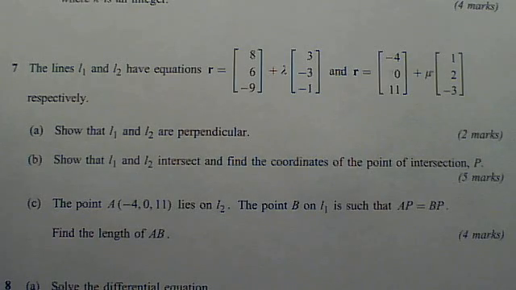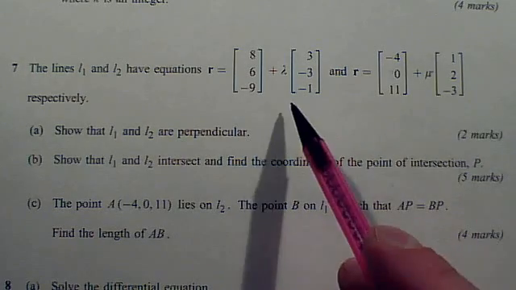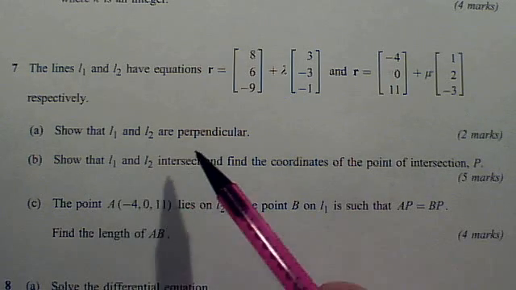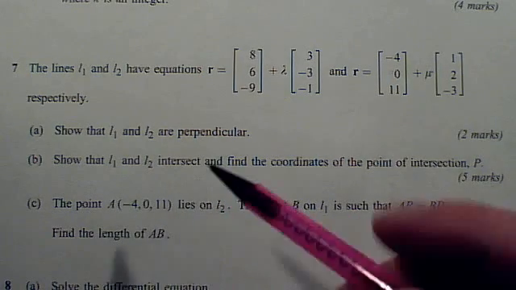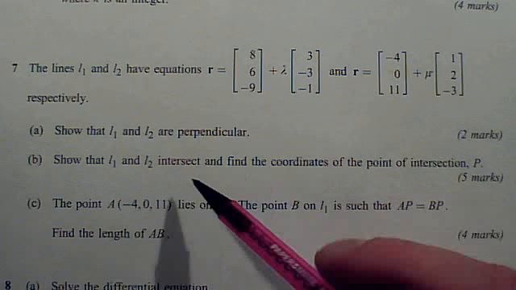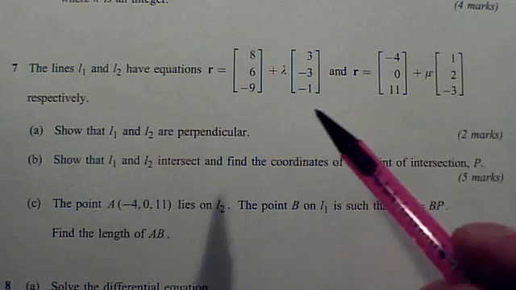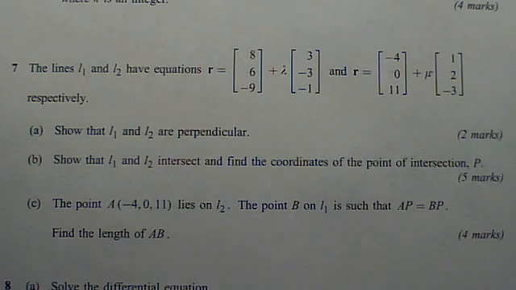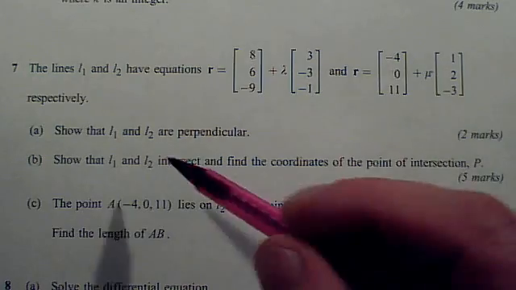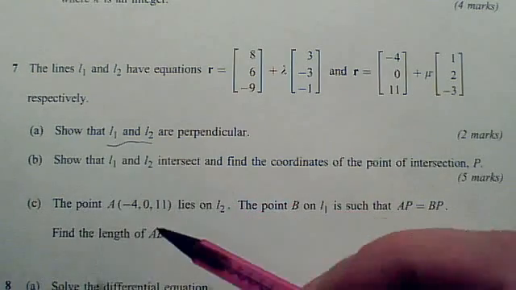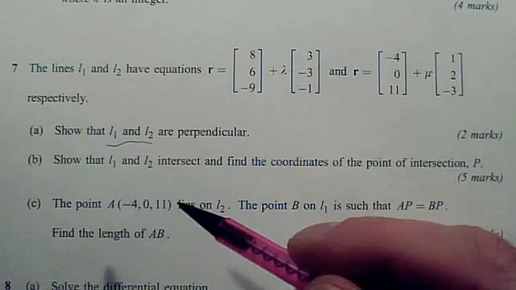Okay, here we've got a vector question starting with the equation of two lines, and the first thing we've got to do is show that they're perpendicular. So this is essentially the angle between two lines, and for that only one thing matters about each line. You can read off these two vectors. One will be the position vector of a point on the line, and the other is the direction vector. And of course, for the angle between two lines, you need to pick out the direction vectors.